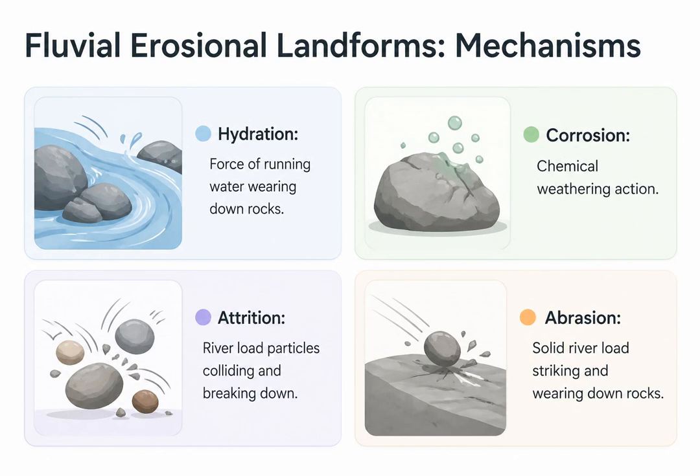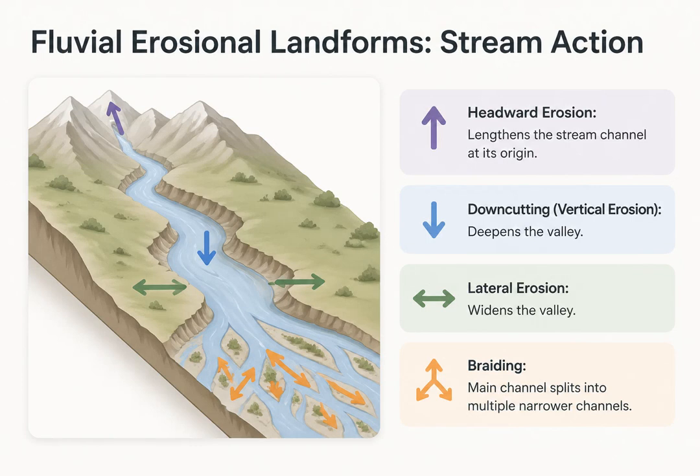When rivers act as agents of erosion, they use several distinct mechanisms. Hydration is simply the sheer physical force of the running water wearing down the rock. Corrosion is a chemical process where the water dissolves the rock minerals. Then we have two physical processes that sound similar but are quite different. Attrition happens when the rocks and pebbles carried by the river crash into each other, breaking into smaller, smoother pieces. Abrasion, on the other hand, is when those rocks and pebbles are thrown against the riverbed and banks, grinding them down like sandpaper.